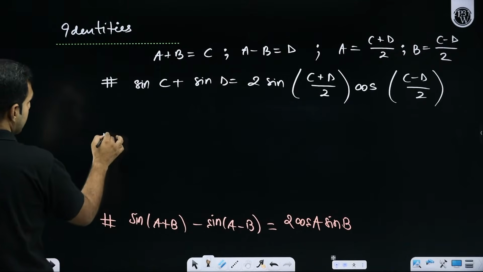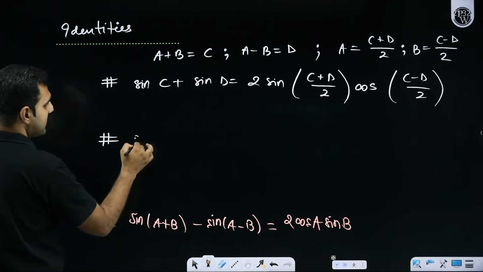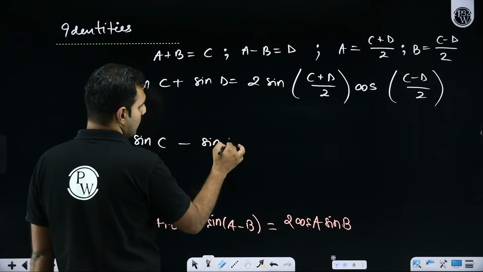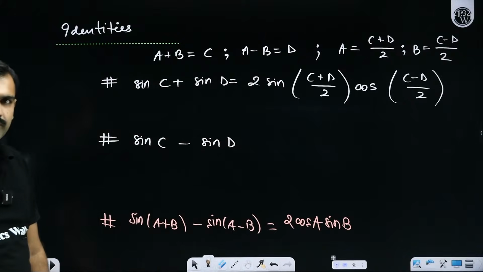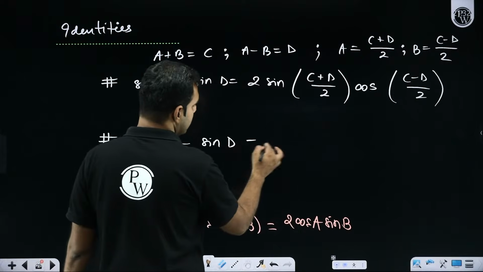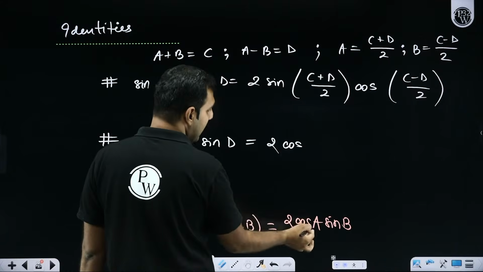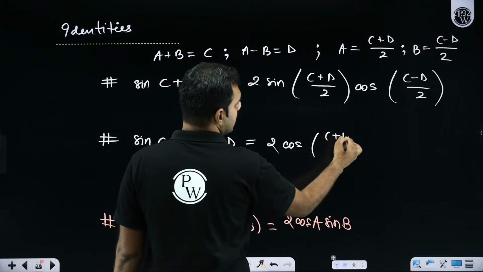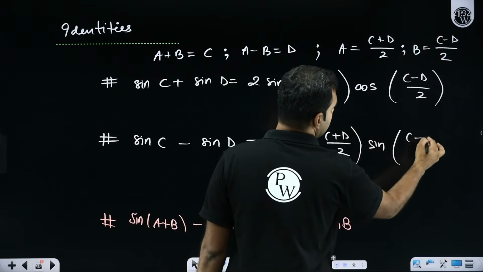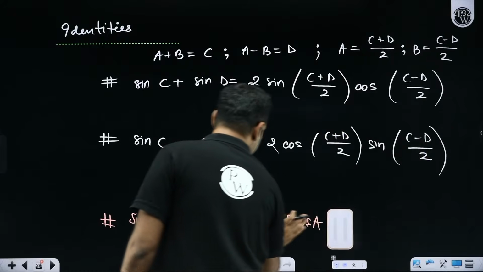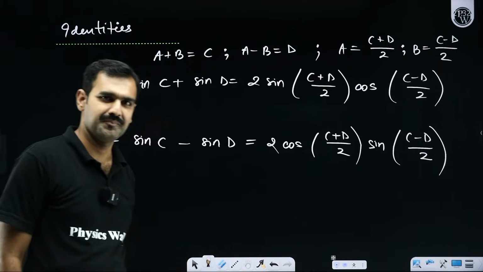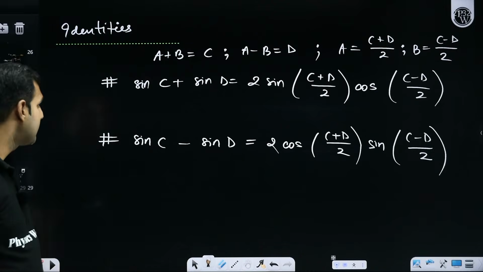With this, don't you think, sir, there can be one more identity? What could that be? Sine A plus B, which is C. Sine A minus B, which is D. Yes or no? But this time with a minus sign. Absolutely. So sine C minus sine D, what would that be? Sir, that will be 2 cos A, what is A? C plus D by 2 into sine B, what is that? C minus D by 2. Isn't it simple, direct, straightforward? I hope no confusion so far on whatsoever we have done. Everybody comfortably processing it? Yes or no?